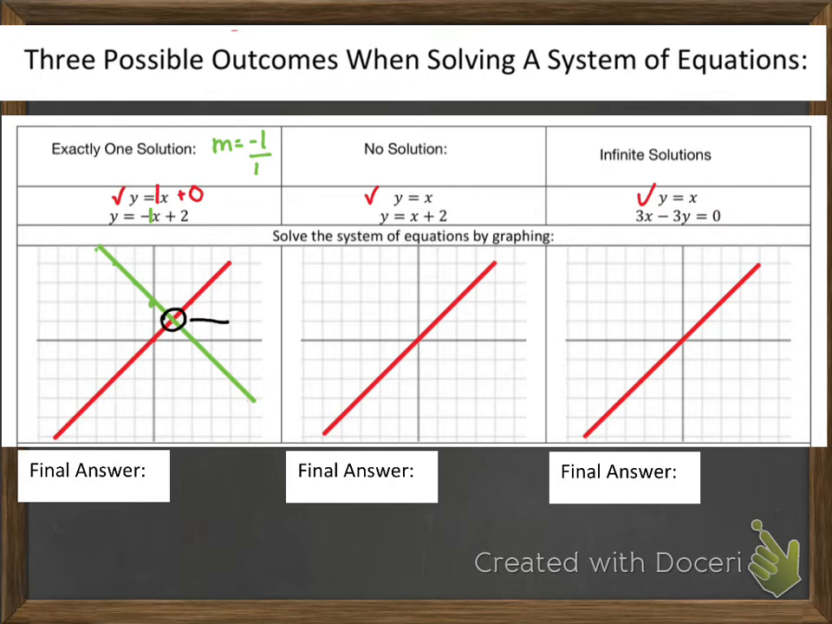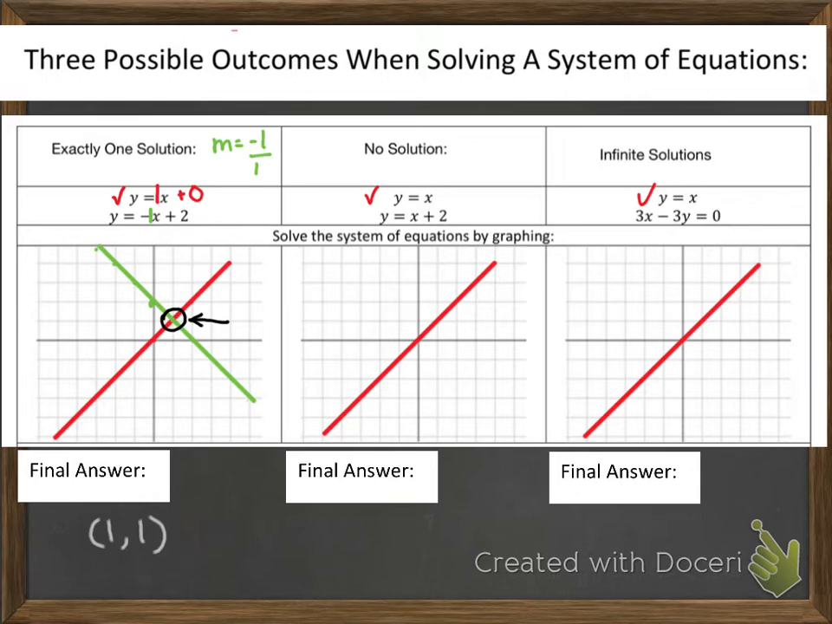and pause the video and see if you can figure out where that point is. If you said that it was the ordered pair 1, 1, then you are correct. So that is an example of a system of equations, or two equations, that have a single solution. Let's look at a system of equations that have no solution.